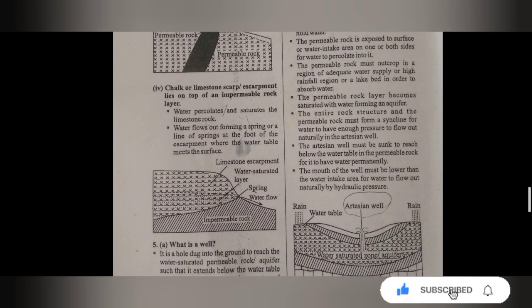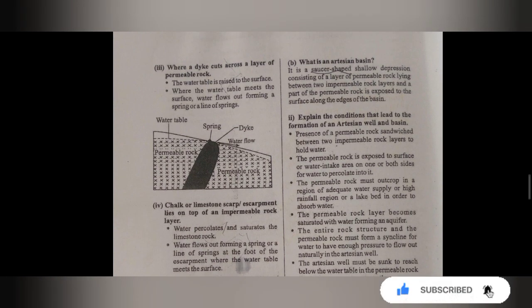Having defined what an artesian basin is, now we want to explain the ideal conditions that are necessary for the occurrence of an artesian well. Explain conditions that lead to formation of an artesian well. And number one, the aquifer must outcrop in a region which is a source of water. We must have an aquifer.